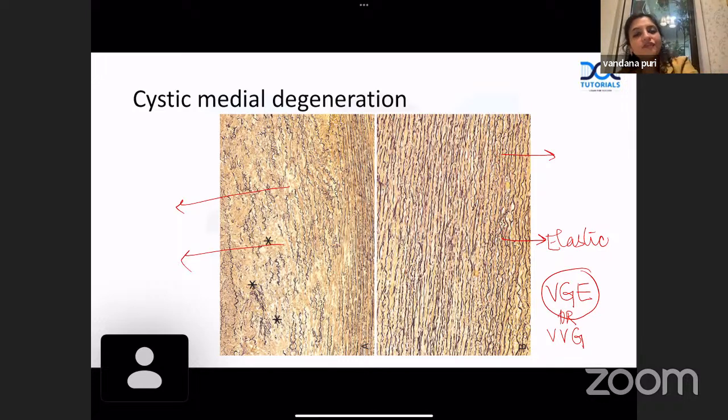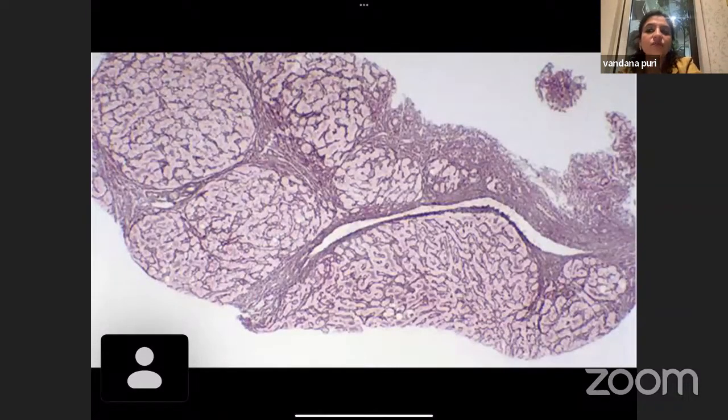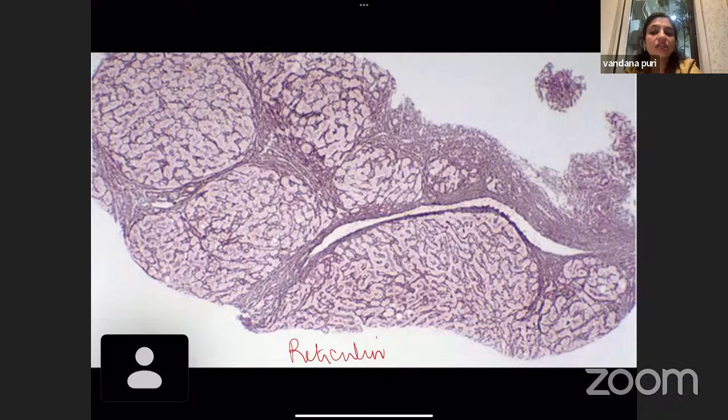And how do you identify this? You can identify this with Verhoeff's von Gieson or von Gieson elastic stain. Please remember, there's another stain here which was given in the question. This is reticulin stain. Please remember, reticulin stain helps in identifying collagen, especially collagen type 4, which is identified by reticulin stain. Okay, 3 and 4 basically. And it identifies not only this, this is a liver biopsy.